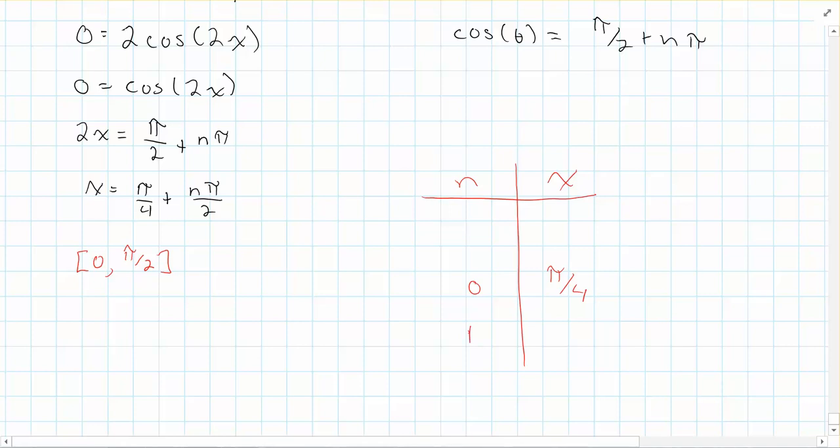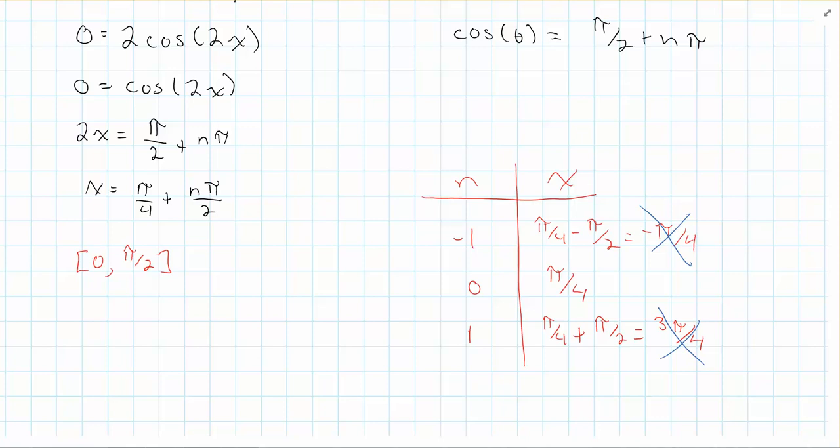If I do 1, you would have pi over 4 plus pi over 2, which is 3 pi over 4, which is not in the interval, so I don't have to do any more positives. And I should check the negative just to make sure. So this would be pi over 4 minus pi over 2, which is negative pi over 4, which is not in my interval either. So I don't have to check any more negative numbers.